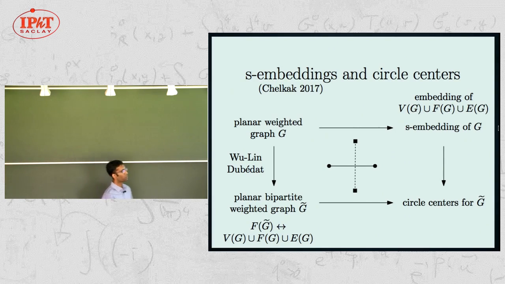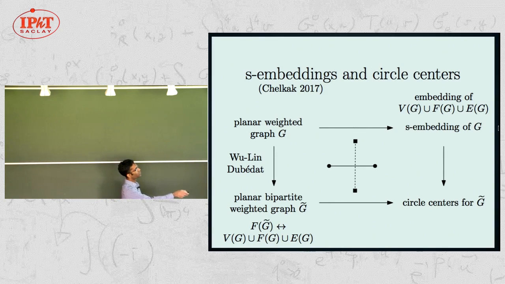Actually, if you study the double Ising model on that graph G, there's a correspondence by Wu, Lin and Jubeda, which says that it's equivalent to study the dimer model on some planar bipartite weighted graph G tilde obtained from G in a certain way. And the way it is obtained means that the faces of that new graph G tilde will be of three types. There will be some faces of G tilde which correspond to a vertex of G, some faces of G tilde correspond to a face of G, and some faces of G tilde correspond to an edge of G.